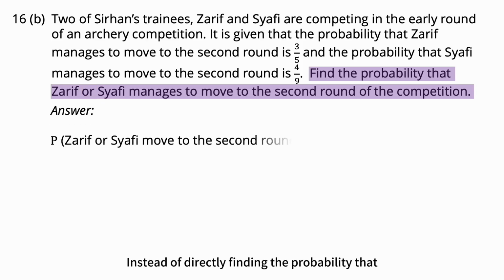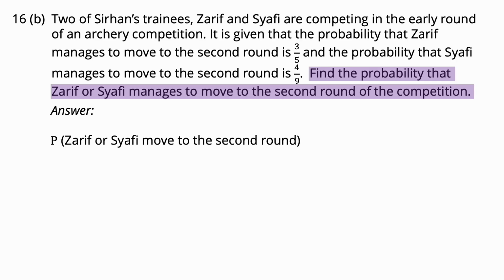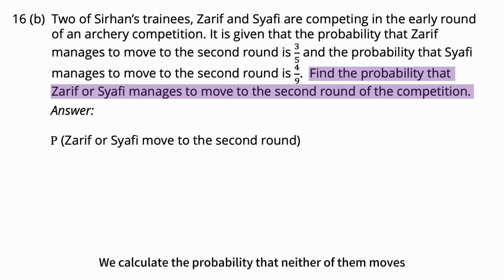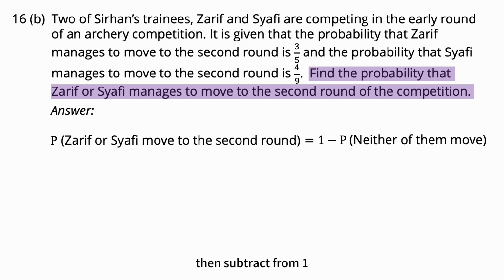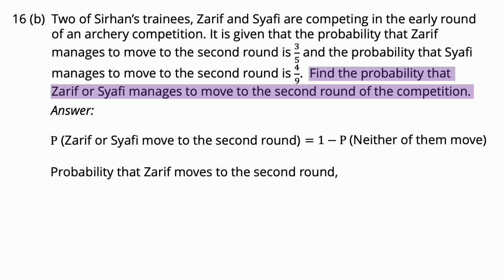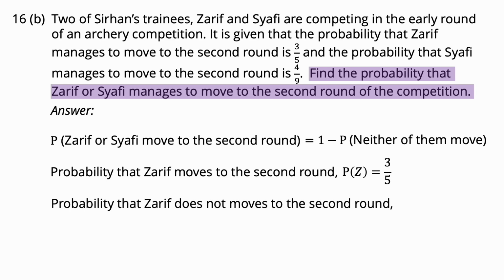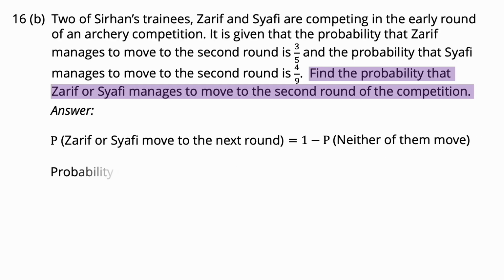Instead of directly finding the probability that Zarif or Shafi moves to the second round, we calculate the probability that neither of them moves, then subtract from 1. It is given that the probability that Zarif moves to the second round is 3/5. So, the probability of Zarif does not move to the second round is 1 minus 3/5 equals 2/5. The probability that Shafi moves to the second round is 4/9.